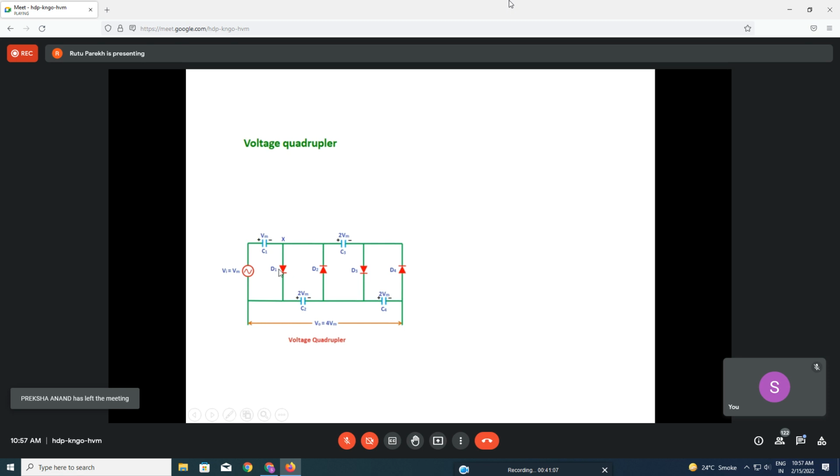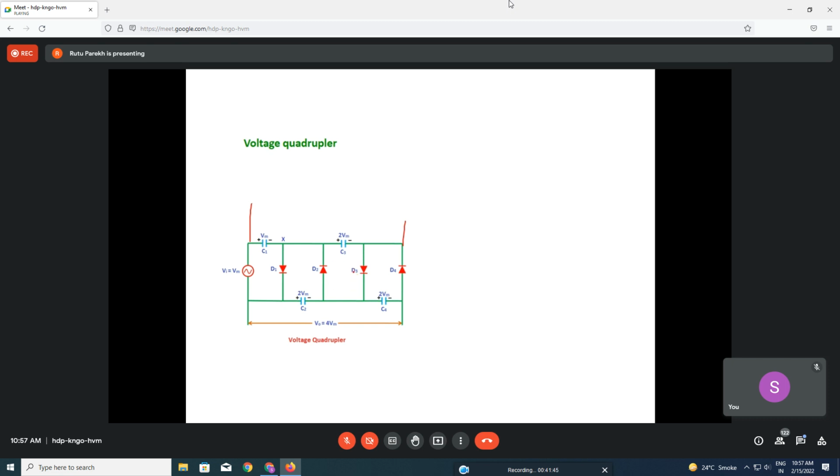During the second positive half, right, you will have 3 VM, and in the fourth one, this will be charged to 2 VM, and you will have 4 VM that is established. So during the second positive half, we were taking across here, and you are clear up to the second positive half, right? So what is happening during the second positive half? I'm repeating the same thing. If you have any problem, you can ask me.